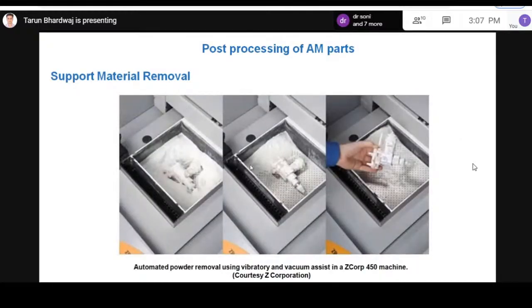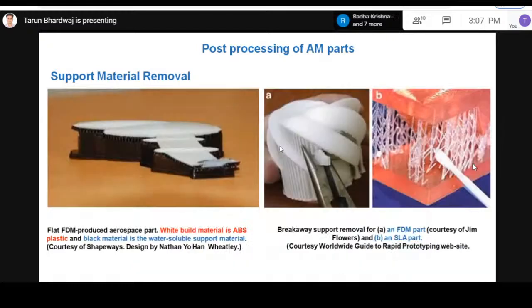As you can see or hear, when we manufacture these parts, the unused powder is removed by a vacuum cleaner. These are some specified vacuum cleaners, because the powder size is very low, so it is quite difficult for a normal vacuum cleaner to clean this particular process's parts. So that is support material removal, and you can see the post processing of these kinds of things.